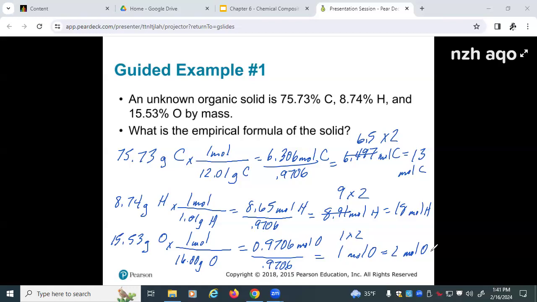So my overall ratio would give me a chemical formula: carbon 13, hydrogen 18, oxygen 2. Can I reduce any of those numbers into simpler terms and keep everything a whole number? No. The closest thing I have is the 2. I can divide the 2 into 18, but I can't divide the 2 into 13. So this is an empirical formula, albeit a very large and kind of complicated one.